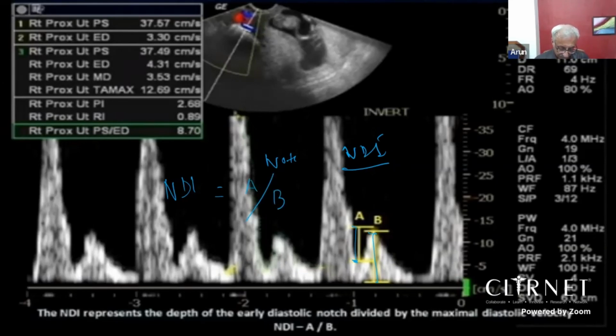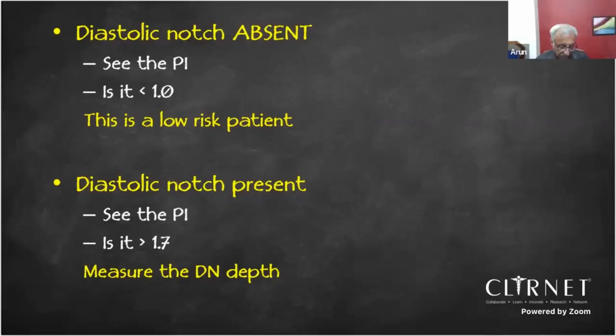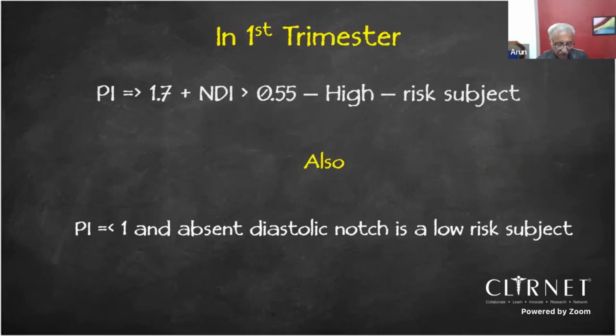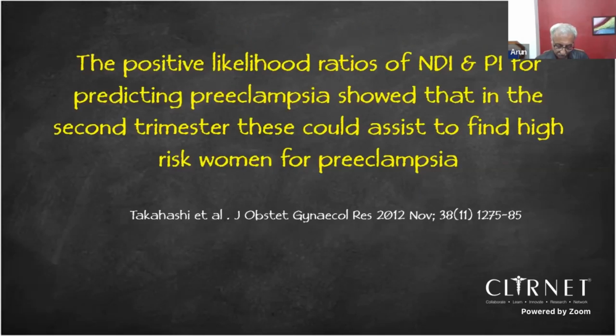Now, what is the importance and what are the values? Diastolic notch, if it is absent, see the PI, if it is less than 1.0, this is a low risk patient. If diastolic notch is present, see the PI, if it is more than 1.7, measure the depth. All right. PI more than 1.7 plus NDI more than 0.55 is a high risk subject. Also, PI less than 1 and absent diastolic notch is a low risk subject. Right.